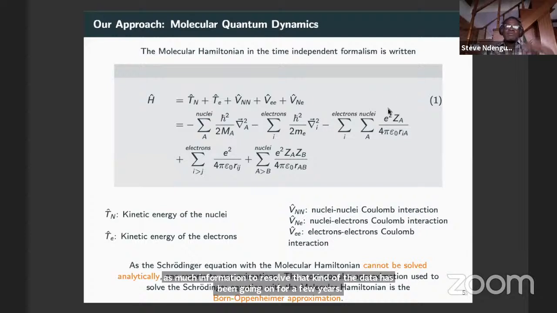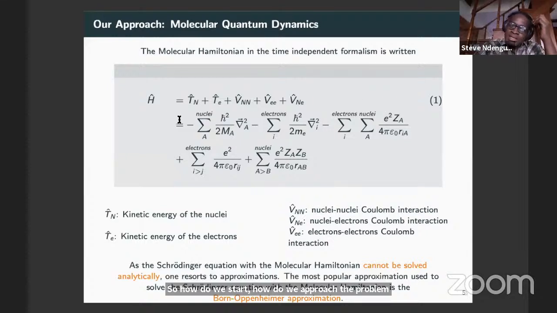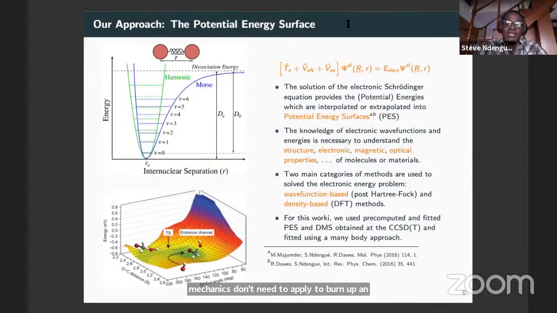So how do we start? How do we approach the problem? We start from scratch, from the molecular Hamiltonian. If you apply the Born-Oppenheimer approximation, you're able to separate the motion of the electrons and the nuclei. And solving the motion for the electrons, you get the energy.